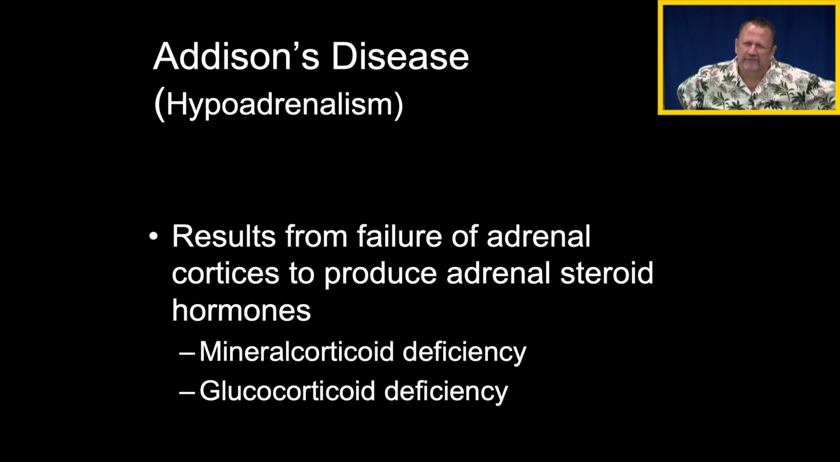It can result from failure of the adrenal cortex to produce adrenal steroid hormones. It can either be a mineralocorticoid deficiency, a glucocorticoid deficiency, or both. For this class, we'll talk about both. Sometimes you can have one without the other, but we won't go into that. For Addison's disease, I want you to remember, those people are missing glucocorticoids and mineralocorticoids.